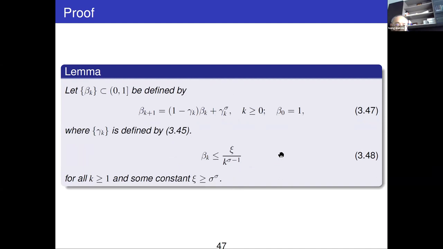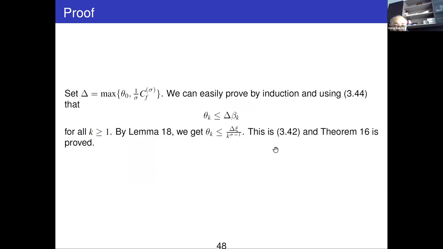Now, of course, I have to prepare something, for example, this lemma. If beta k is a sequence in 0, 1, again determined by this recursion process, then we can prove beta k has an upper bound, which is kc over k to the power sigma minus 1, where kc is any constant bigger than or equal to sigma raised to the power sigma. Now this is elementary, but I can prove this.